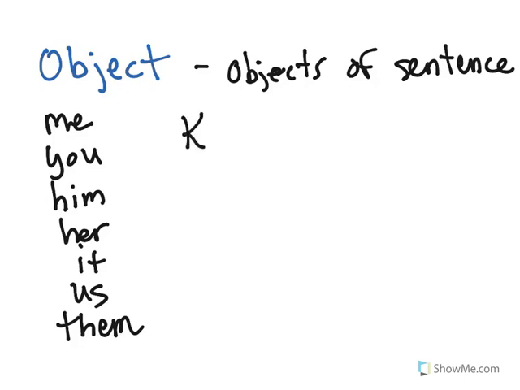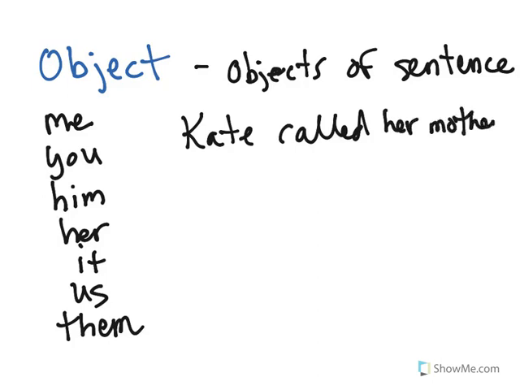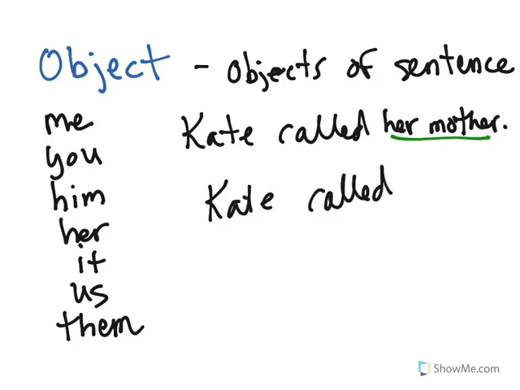Okay, so think about that sentence that we had from the last slide. If I said Kate called her mother, right, this time I want to think about her mother as the object of the sentence. So if I want to replace that, I'm not going to say Kate called she. That wouldn't work because it's not the object of the sentence. So I would say Kate called her, and I would use the object pronoun her because it's in the object position in the sentence.